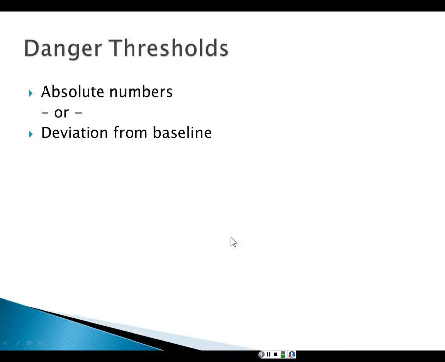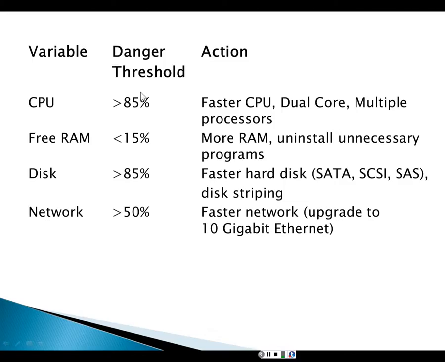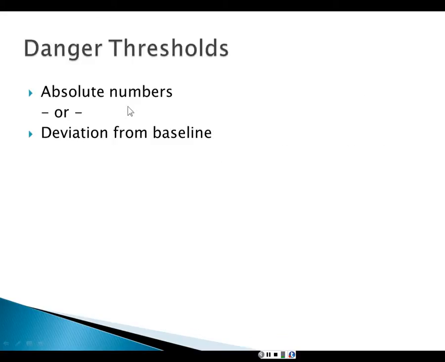Danger thresholds can be expressed as absolute numbers or as a deviation from the baseline. Notice the danger threshold for CPU utilization is 85%. If it's 85%, then worry about it. If it's less than 85%, well, then don't do anything. At least that's what's meant by danger thresholds by absolute numbers. But that's not the only way to identify danger thresholds. Another way of calculating danger thresholds is observing deviation from the baseline.